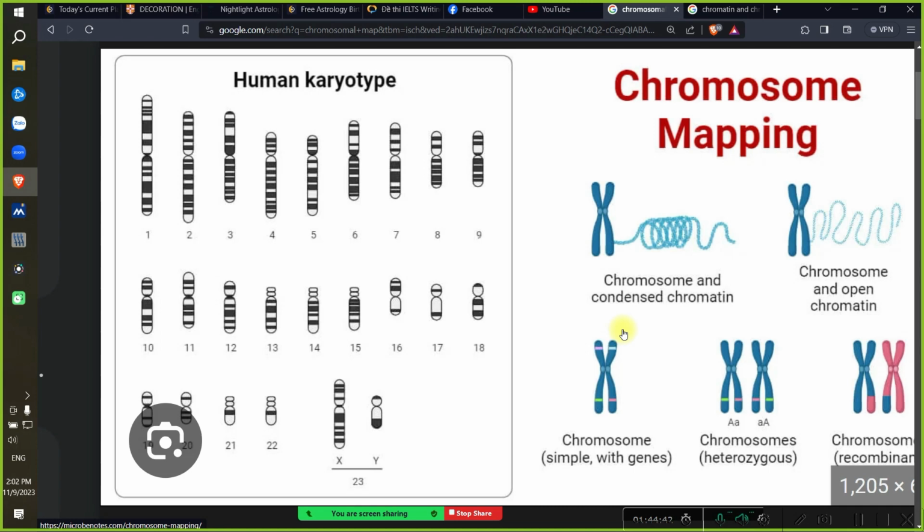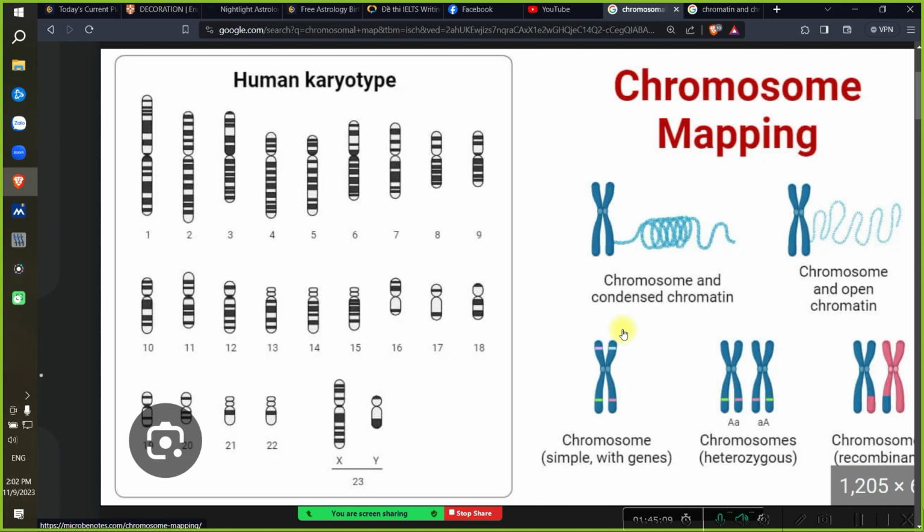So we have 23 pairs of chromosomes, or totally 46 chromosomes in the nucleus of a human cell.